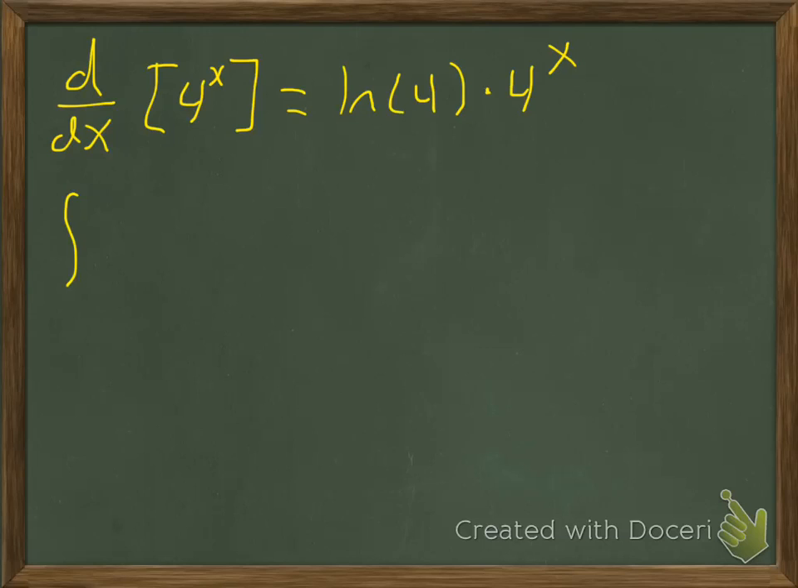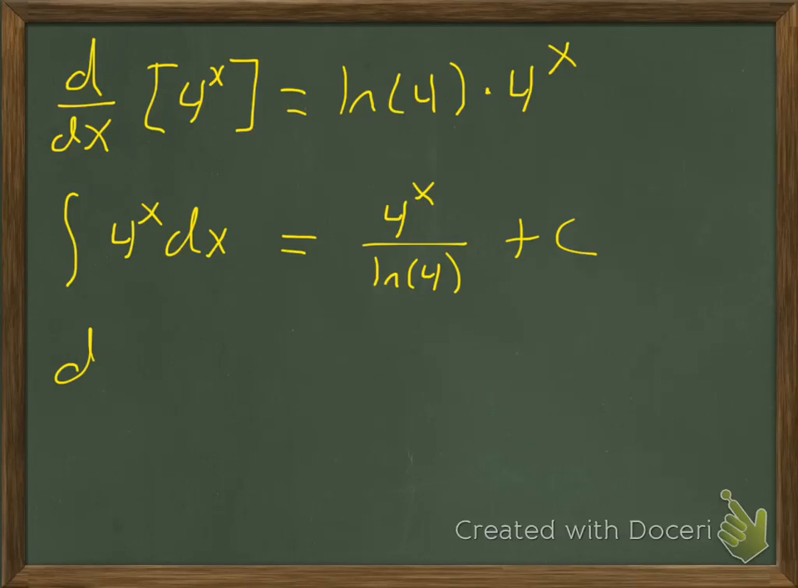But instead of dividing, I'm sorry, I'm giving it away. Instead of multiplying by a natural log of 4, we're actually going to divide by a natural log of 4. And then we'll check to make sure it looks okay. Alright, so if I want to take the antiderivative of 4 to the x dx, I'm claiming that it's 4 to the x over ln of 4 plus the constant of integration.